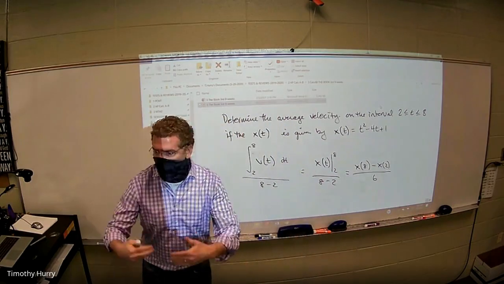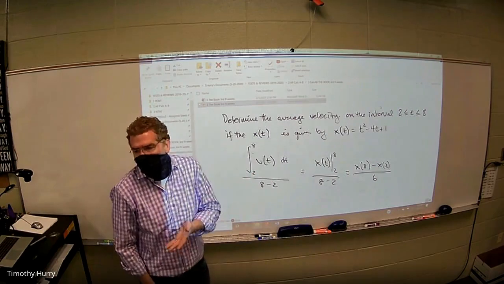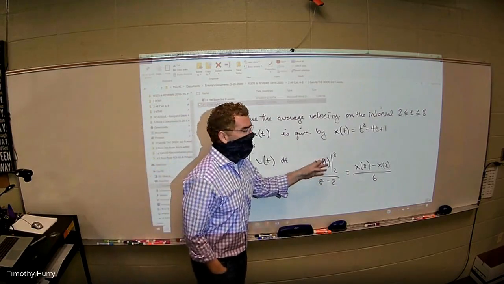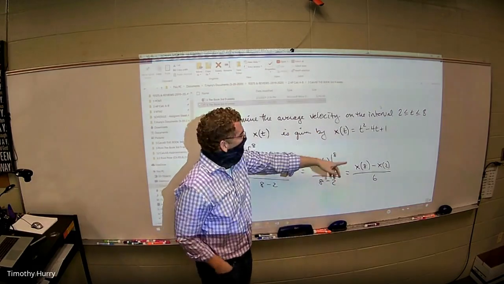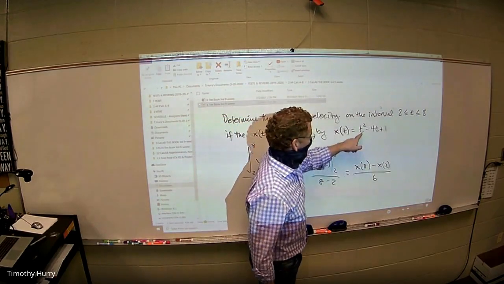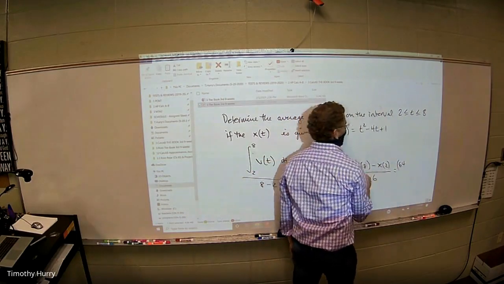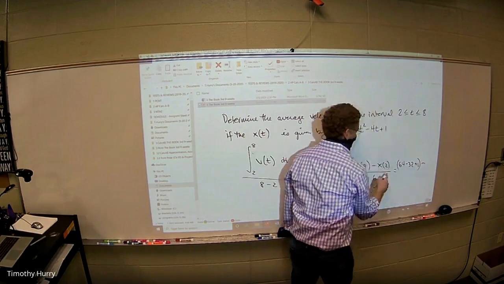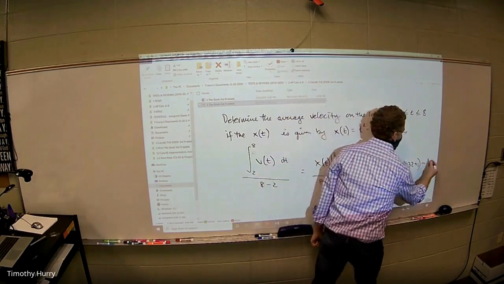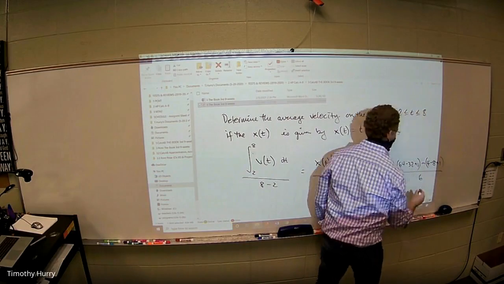So if you understand average velocity and how it works, it just depends on what I give you. So in this case, I didn't even need to take a derivative or an integral. I just was given something different. I can just plug the 8 in there and get 64 minus 32 plus 1. And I can plug the 2 in there and get 4 minus 8 plus 1 and divide it all by 6.